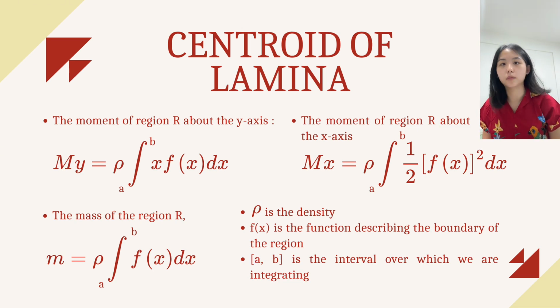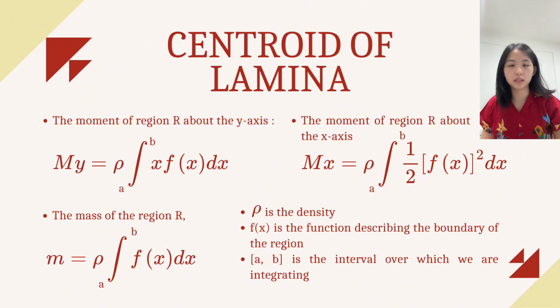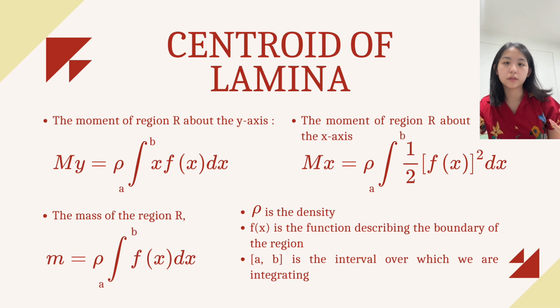Now we calculate the moment of region R about the x-axis using the formula Mx equals rho times the integral from a to b of 1 over 2 f of x squared dx, and it's similar to the previous formula. Rho is the density and f of x describes the boundary of the region. The mass of the region R is denoted as small m equals rho times the integral of f of x dx.